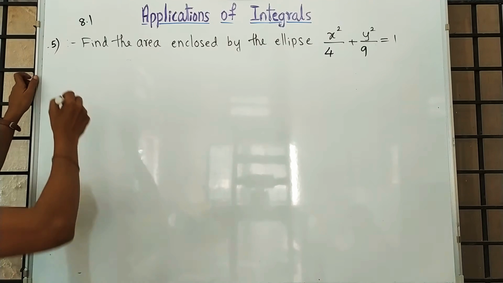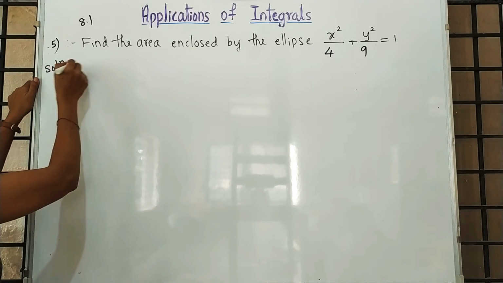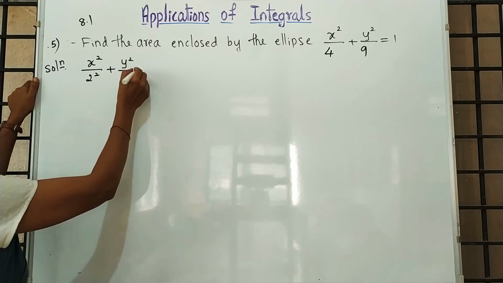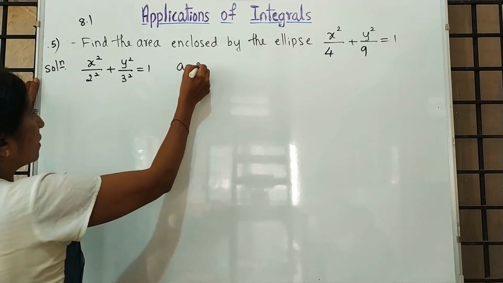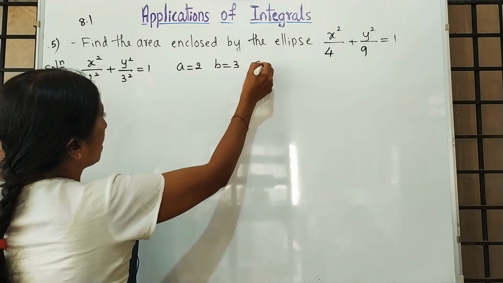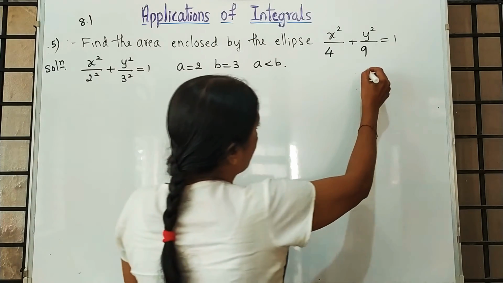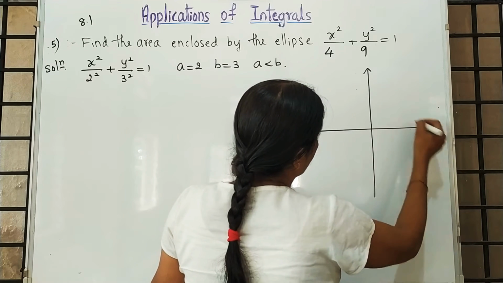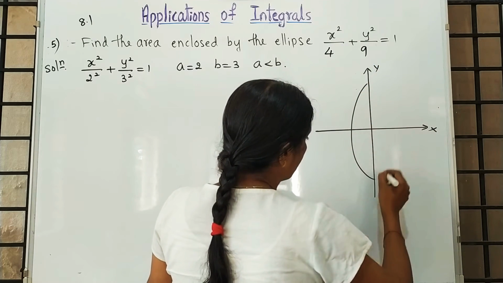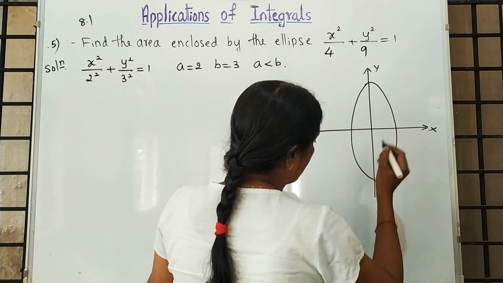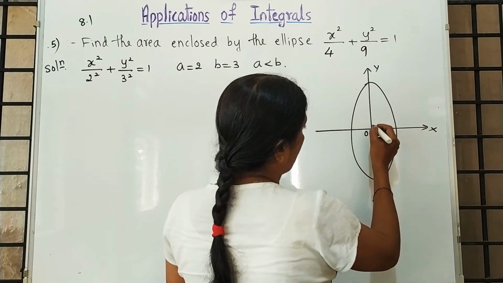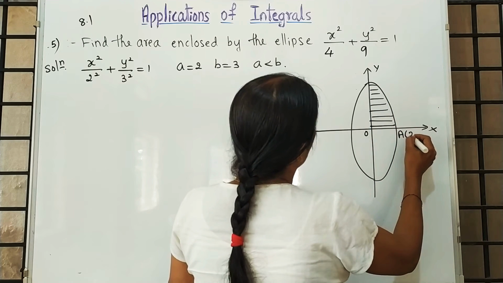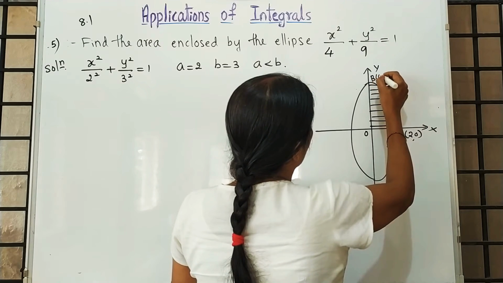See here, A is less than B. x square by 2 square plus y square by 3 square is equal to 1. A is equal to 2, B is equal to 3. A is less than B means the figure is like this. Only difference is the major axis is on y axis and vertices are same. A is (2, 0), B is (0, 3).